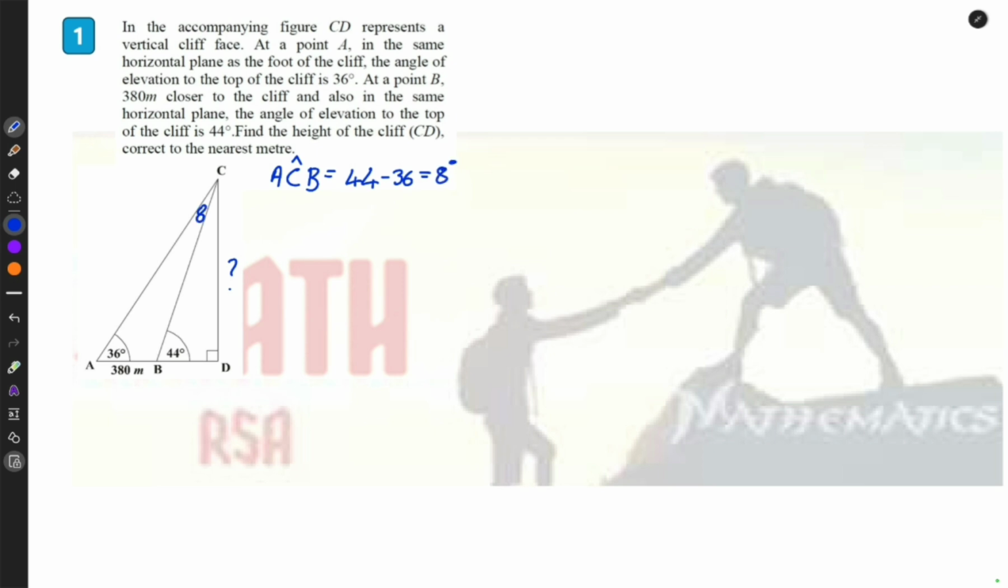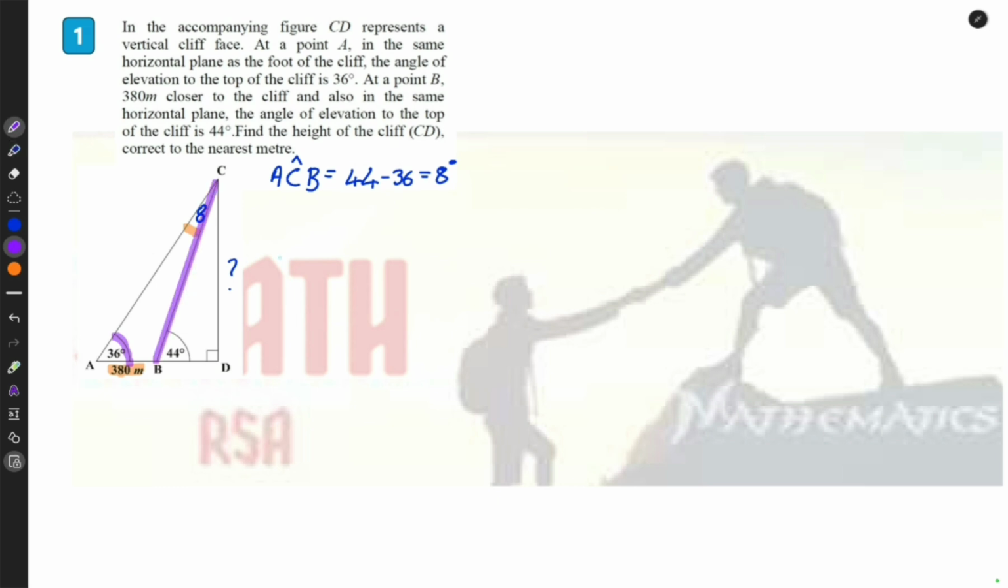Now I have 3 sets of info in that little triangle, and therefore I can use the sine rule or the cos rule to work something out. So let's just color code a little bit. I can see the 8 goes with the 380. Okay, so there I have a couple. So I know I'm going to use sine rule. The 36 now goes with BC.